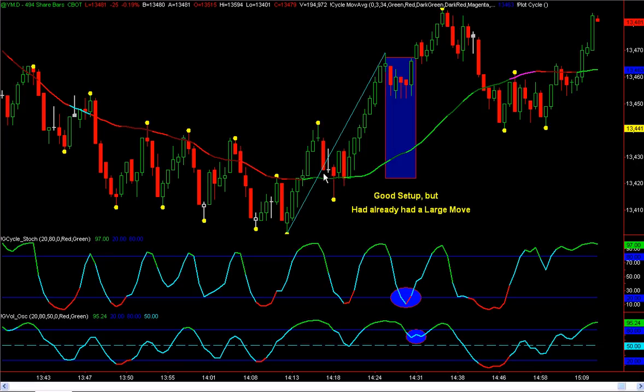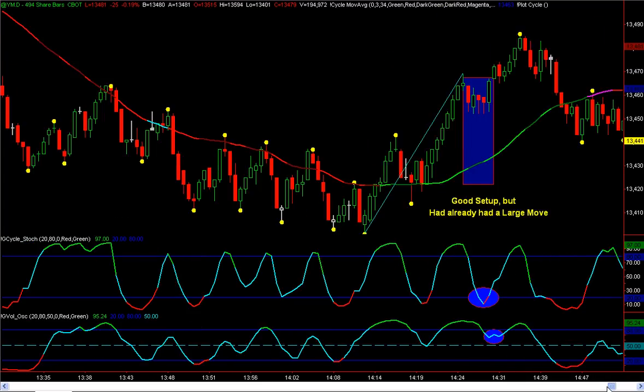Now this area was not a bad trade, except the only reason I did not like it was the low of the move penetrated the cycle moving average, and the cycle moving average was very flat. You do need some slope, good upslope in an uptrend to take these trades. So I wanted to show you what a good setup looked like, but I probably would not have taken this trade only because of the large move that we had already had.